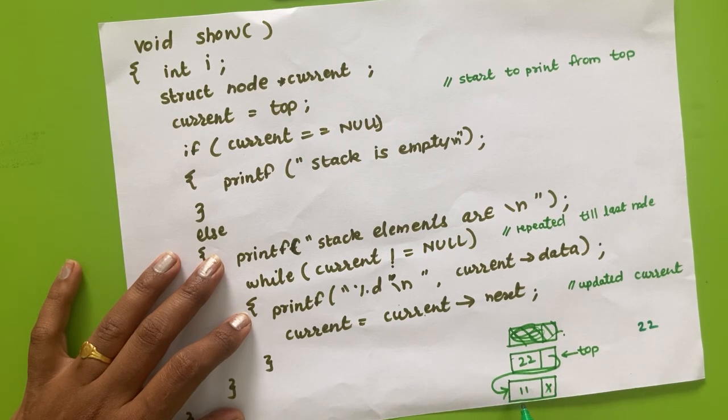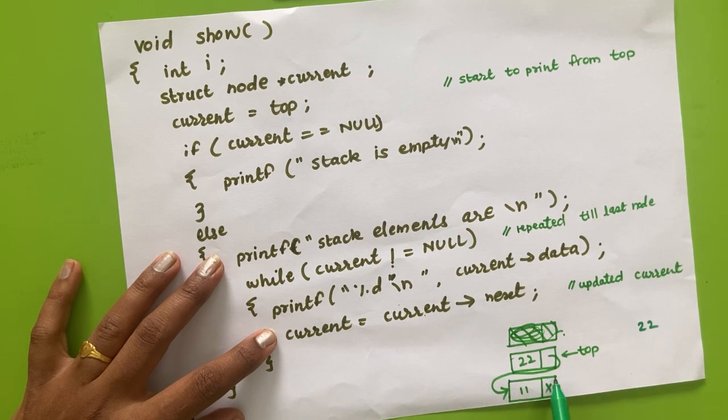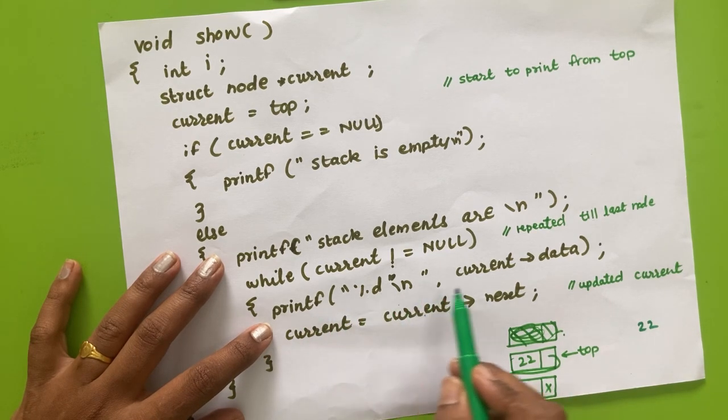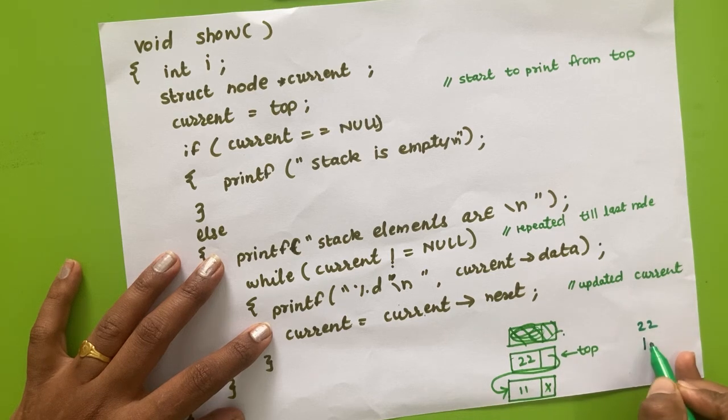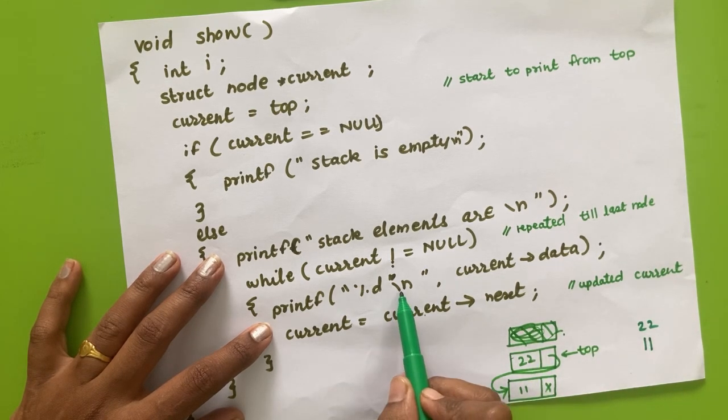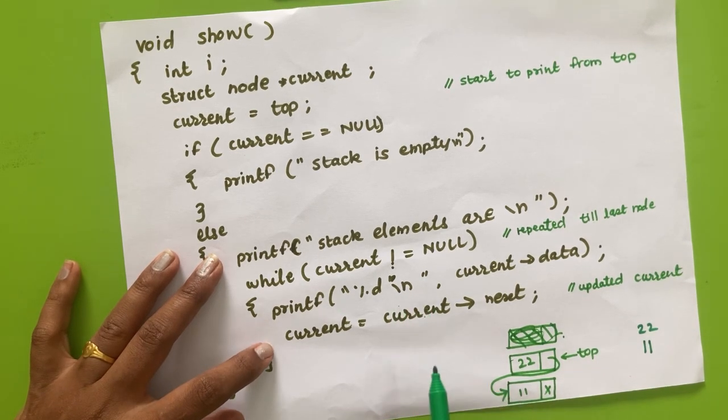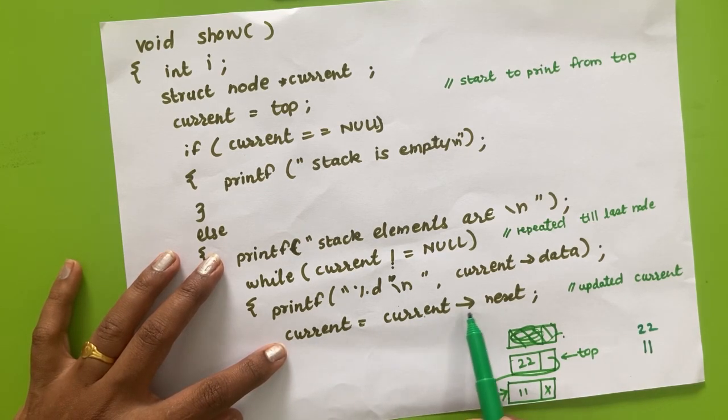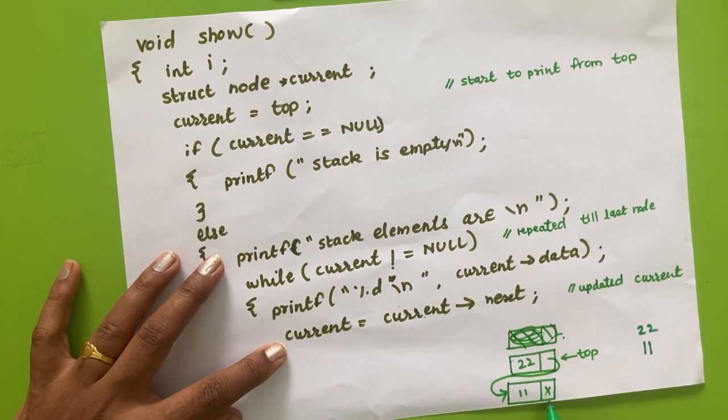Currently current is not null. Now we don't have the value of current as null, so it will print %d current->data. It will print 11 on the next line because we have used \n here. Now again current will get updated to current->next. The value of current->next is now null.